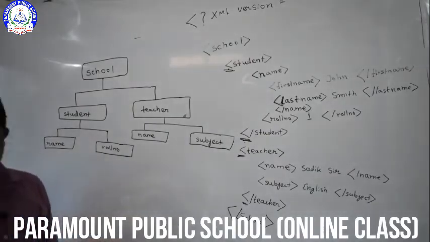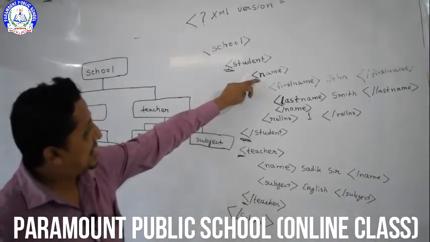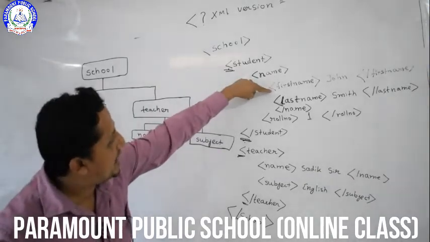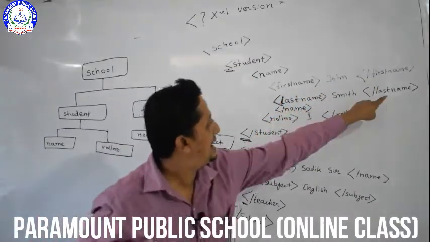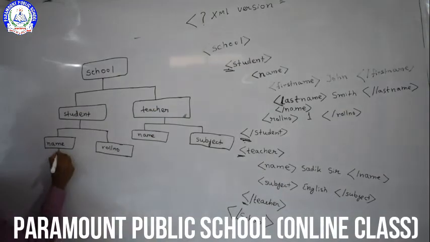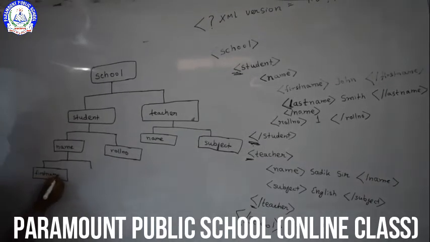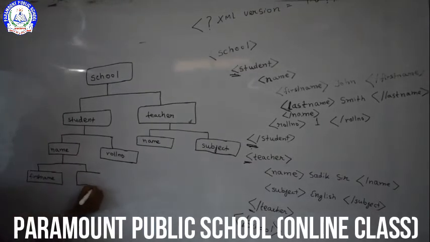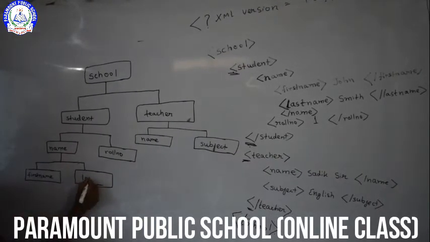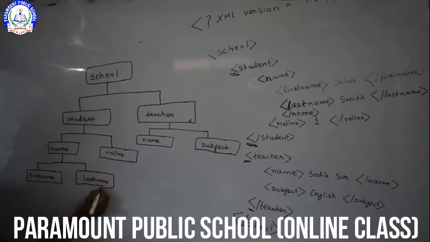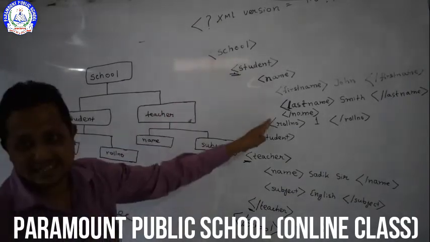Now, is there any more child? Yes, there is. The name has another two children: first name, you can see, and the last name. So the name has two children, first name and last name. And there is no further child. So this is the XML tree for this XML document.